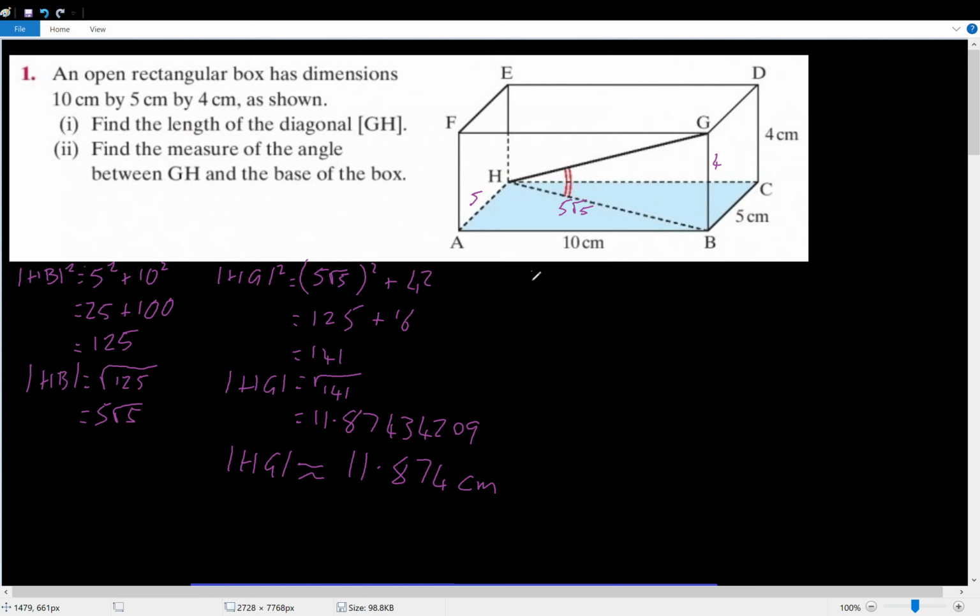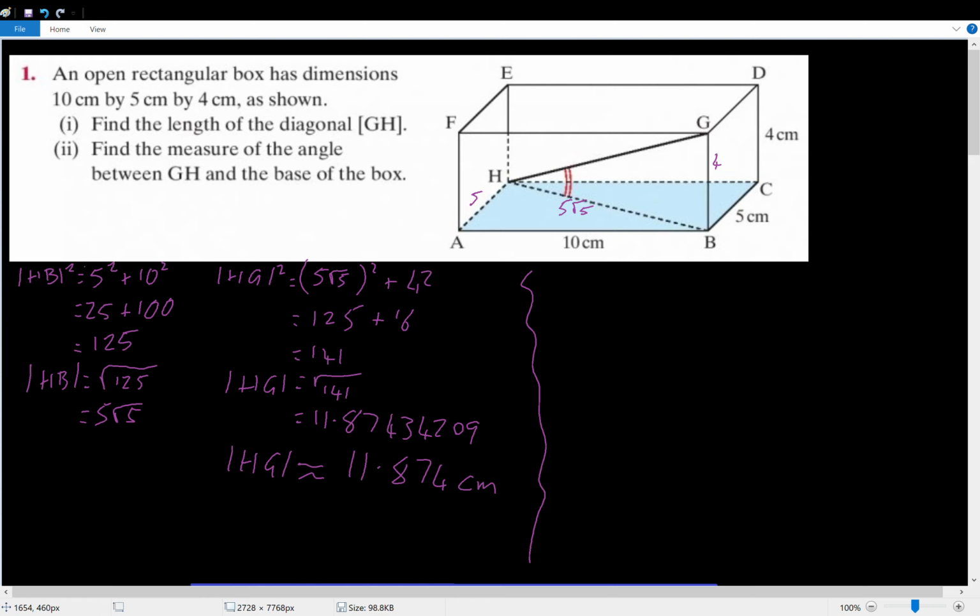And the next bit we're asked to do is find the measure of the angle between GH and the base of the box, which is the angle marked in the diagram. It's the angle GHB. So we're going to call this angle H for ease at the moment. So what we've got is a right angle triangle. We've got all three sides of the triangle. So what we can do is use any of the corresponding trigonometric ratios to get this figured out.